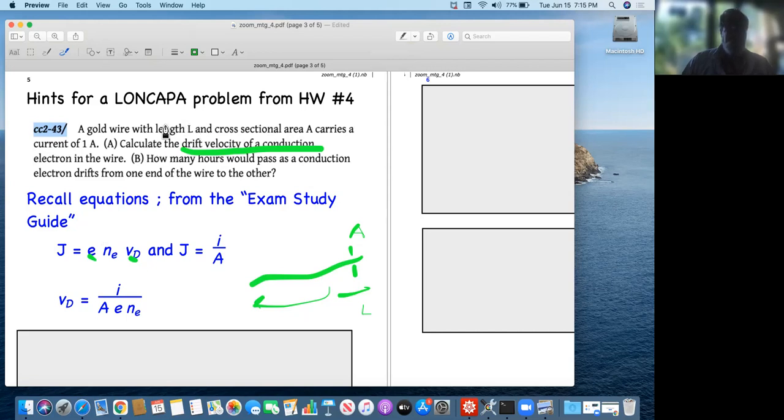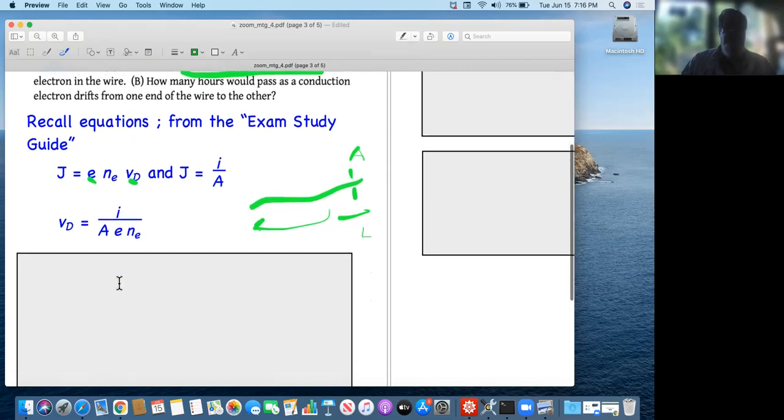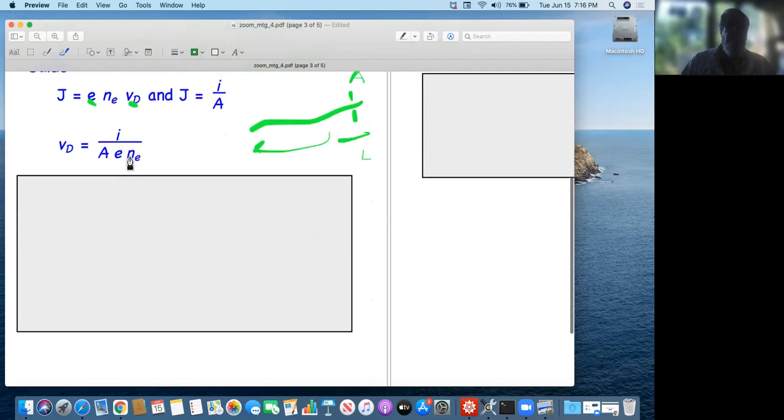Now, what we're given here is the current I. So we have to substitute for J, I over A. We're not given J, we're given I, and the cross-sectional area A. So if you put all this together, the drift velocity will be I divided by A, that's J, divided by e, divided by the density of electrons. It's not the density of all the electrons, it's the density of the conduction electrons. Now, to get any further, you have to know this electron density, because the other quantities are given.